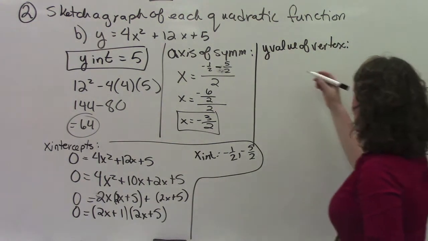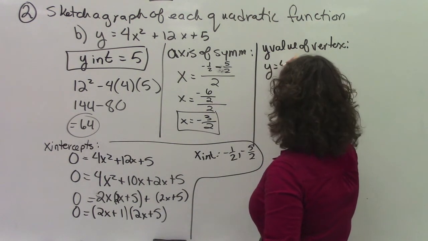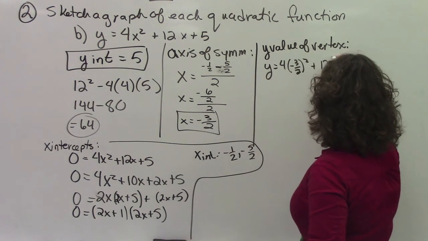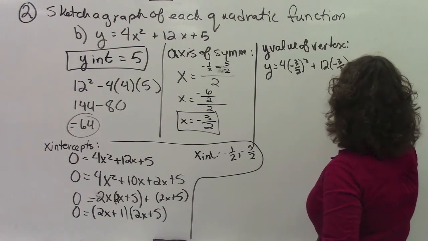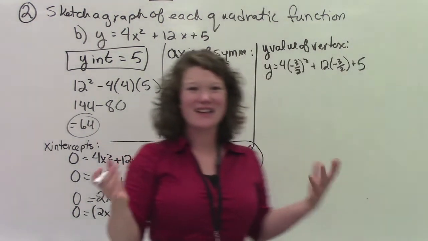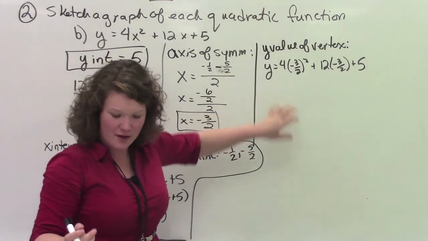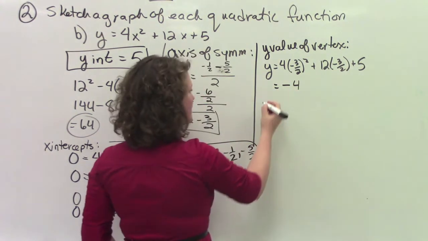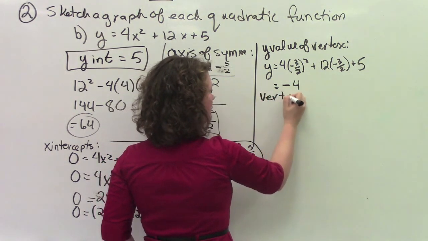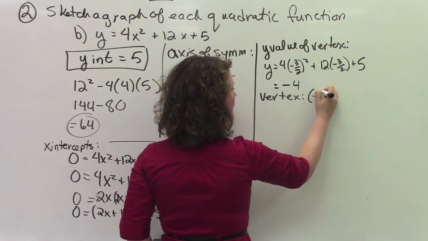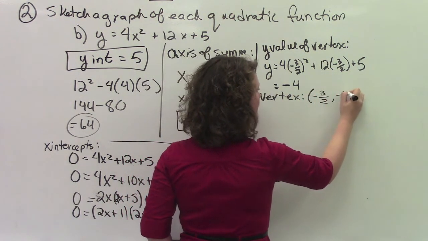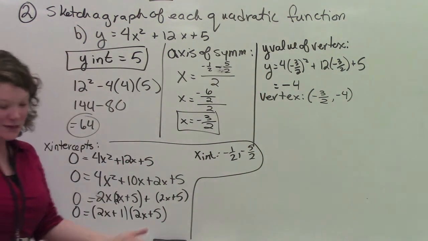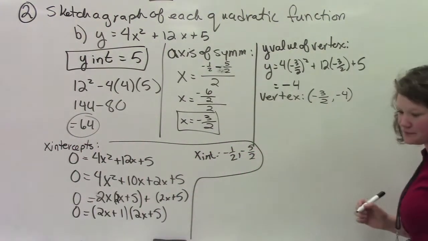So for the y value of the vertex, we're just going to say y equals 4 times negative 3 over 2 squared plus 12 times negative 3 over 2 plus 5. Now I went through the nitty-gritty steps here, I'm just going to give you the final answer. It's going to be negative 4. So the vertex is going to be at negative 3 over 2, comma negative 4. We also know that it opens up. So guys, we're kind of off to the races here.